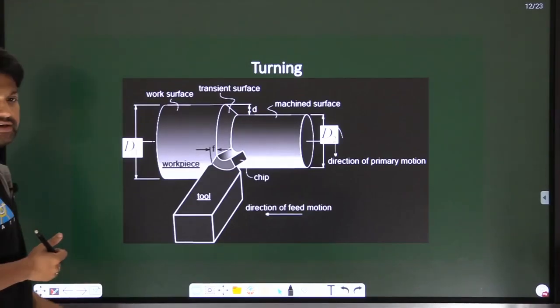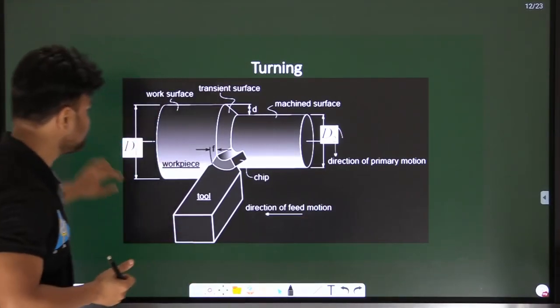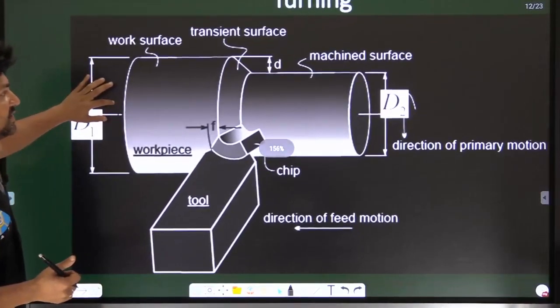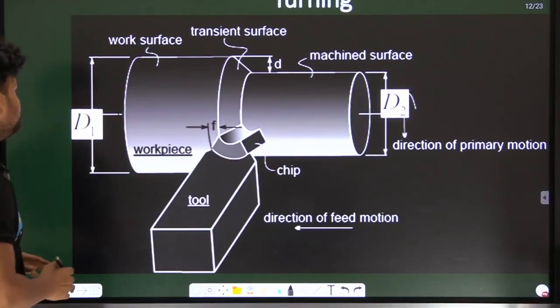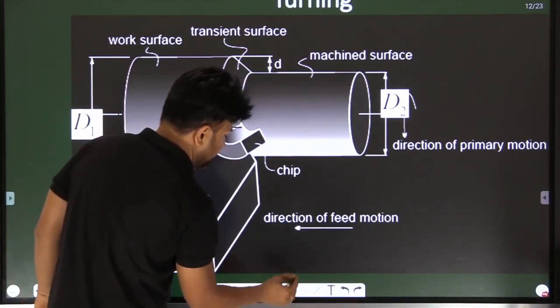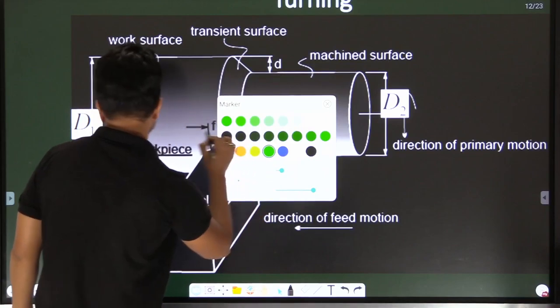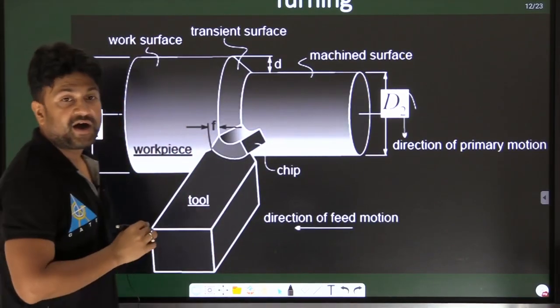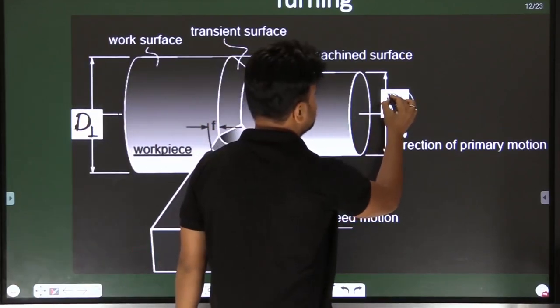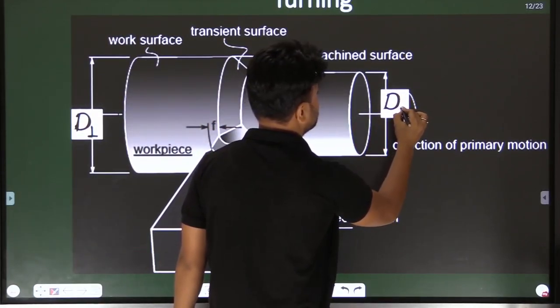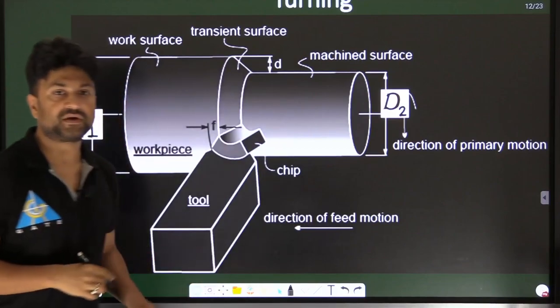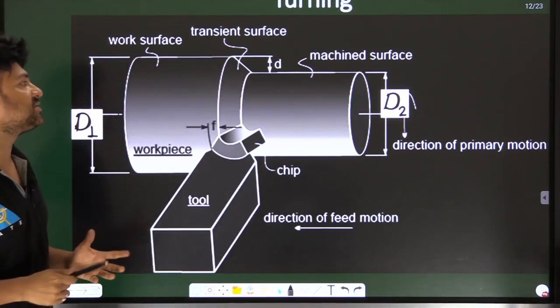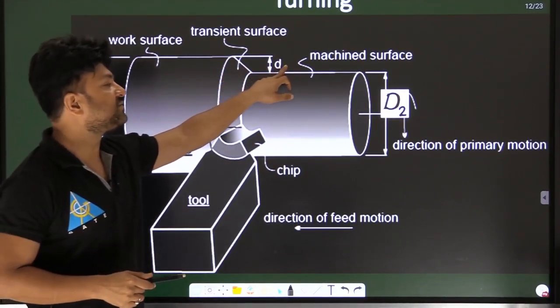So let's say this is a workpiece, as it is visible to you, I hope so. It has an initial diameter, let's say D1. After turning, the diameter which is produced is D2, right? D2. Suppose that the depth of cut is d.